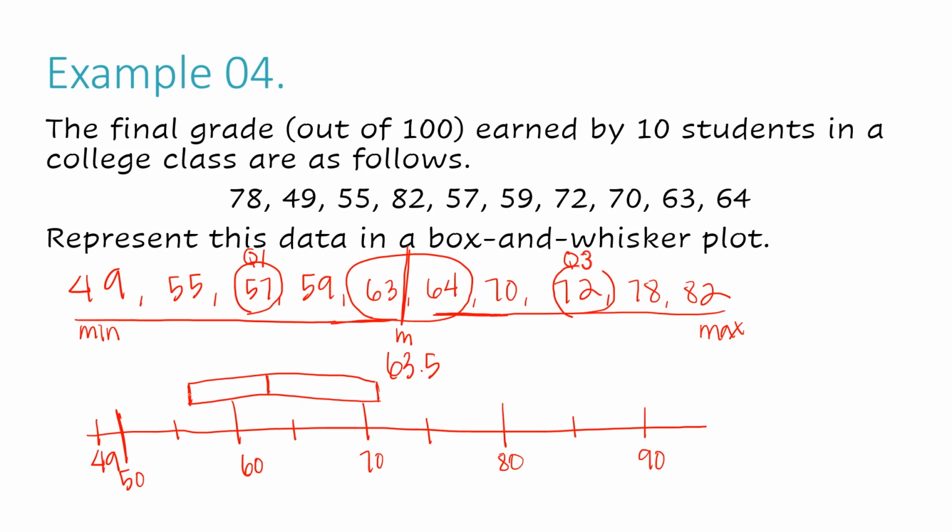Next, I'm going to draw my whiskers. I need to start from here and go out to 49. My other whisker needs to go to 82. All right. So I have taken this data and I've turned it into a Box-and-Whisker plot.